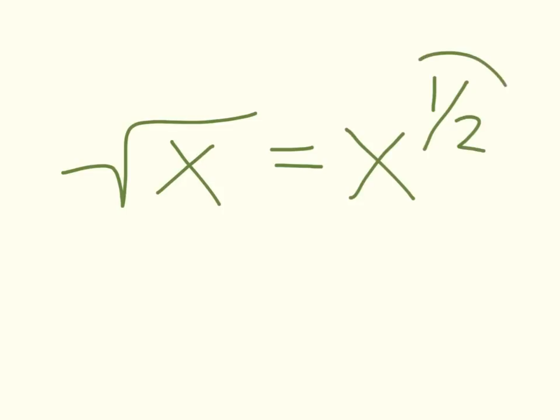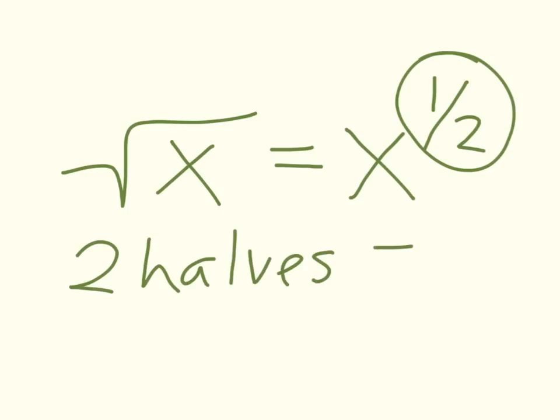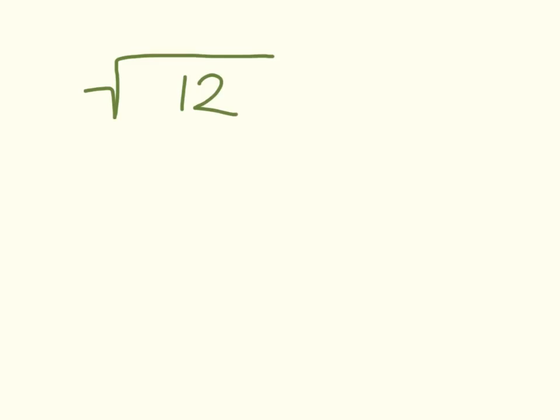Okay? And since it's a half, that means I need 2 halves to equal 1 whole. Okay, so we're going to be using this fact in the next slide. Here's how I'd like to explain how to simplify a radical. I view the radical sign as a house, and inside we have our number.